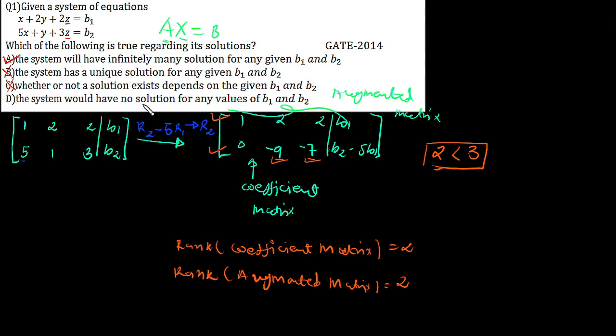Option D says the system would have no solution for any values of b1 and b2. Again it is not the case. If this were the case, then the rank of the coefficient matrix and the rank of the augmented matrix would be non-equal. But here they have equal rank, which is 2. So option D is also wrong. So only option C is the correct statement from these four statements.